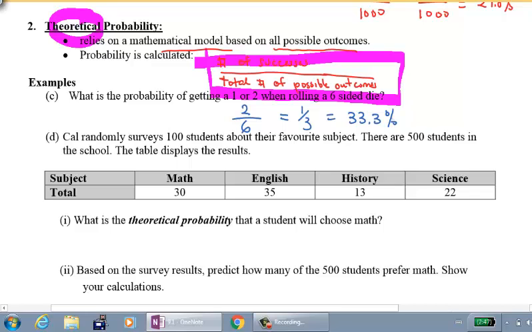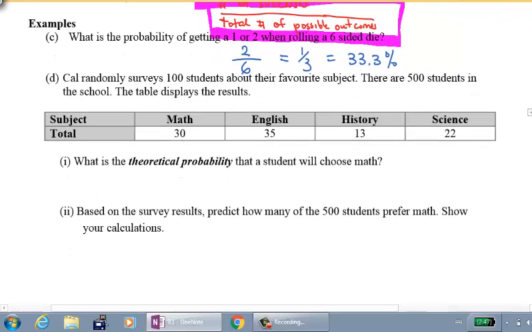Okay. Now, part D says Carl randomly surveys 100 students about their favorite subject, and there are actually 500 students in the school. And here's his results. So when you see his results here, this is actually not theoretical. This is the experimental probability, because he actually did the experiment. He asked people and collected data.